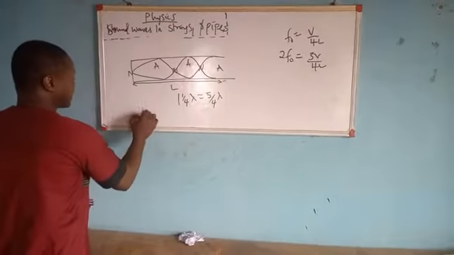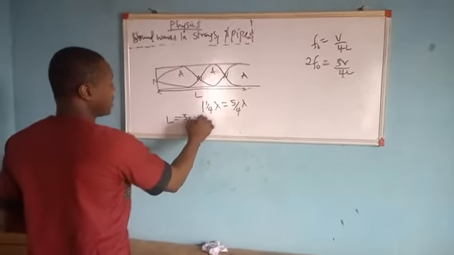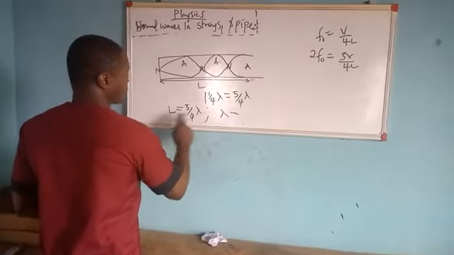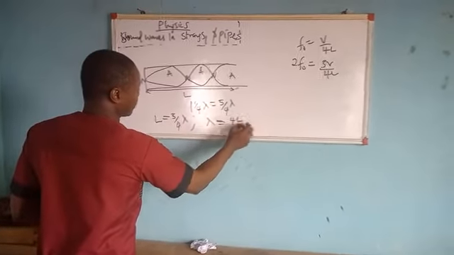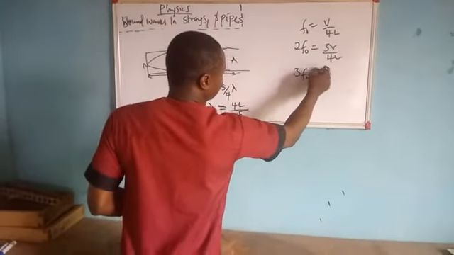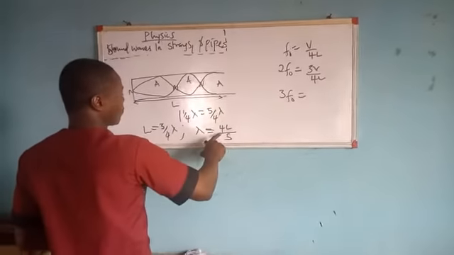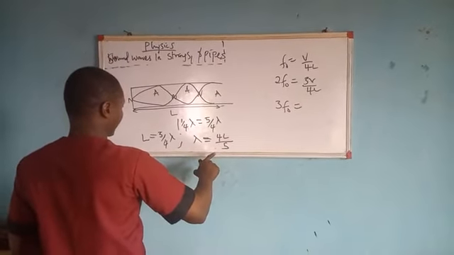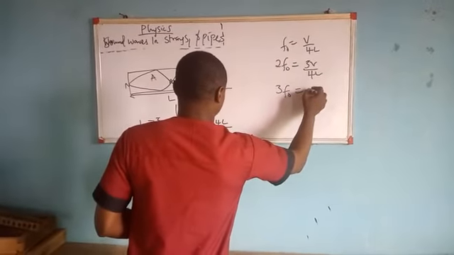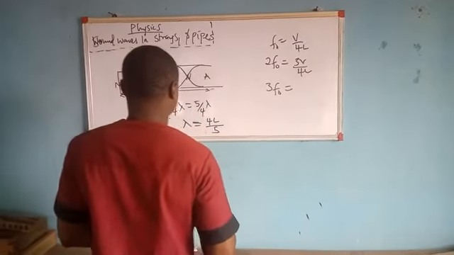So it means now that the length of the air column, in terms of the wavelength, will be 5/4 lambda. So if you make lambda the subject of the formula, lambda will be what? This will times this now: 4L/5. So for the third frequency, the value going by our formula will now be, okay. So let's pause it here.